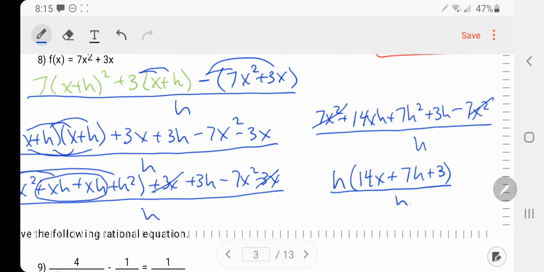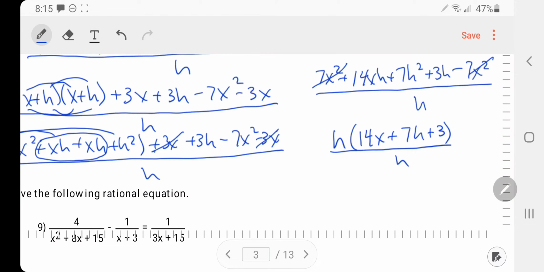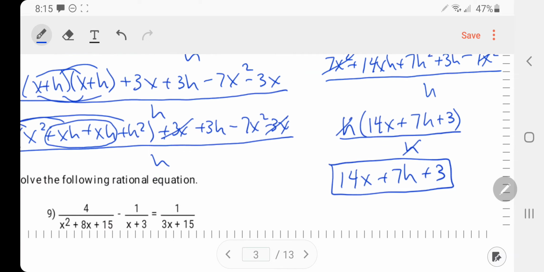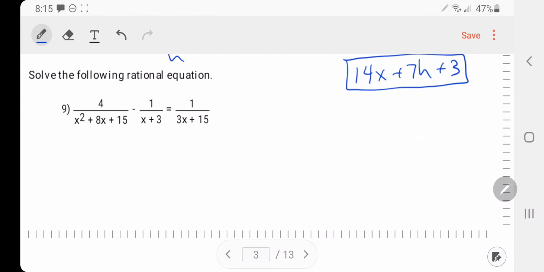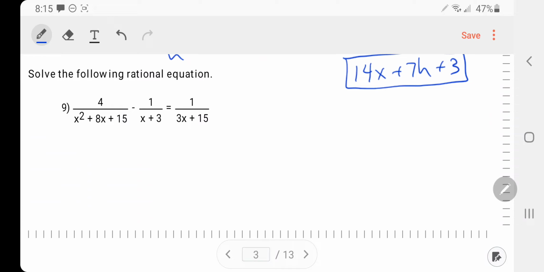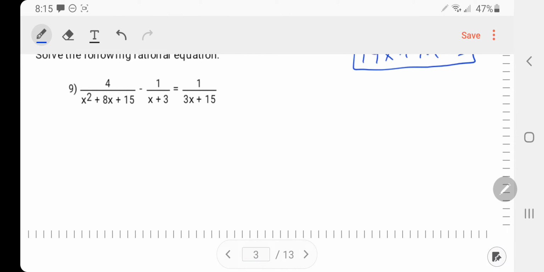Because all of the remaining terms in the numerator have an h, I can cancel these h's. So my final answer is 14x plus 7h plus 3. Final answer for the difference quotient. Number 9, solve the following rational equation.